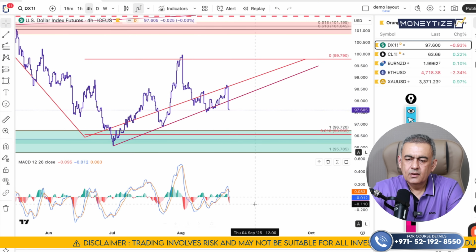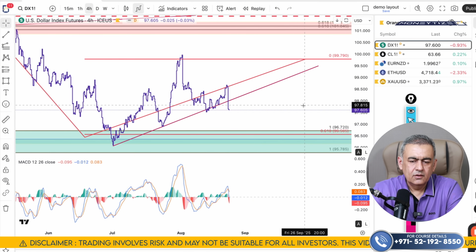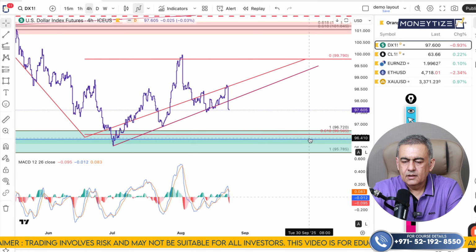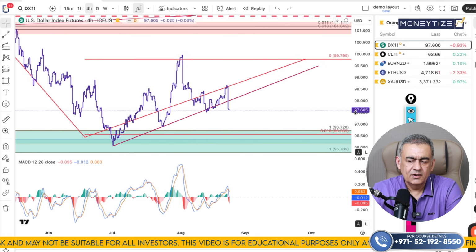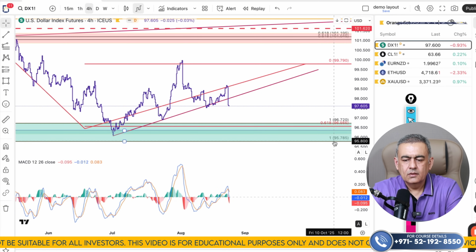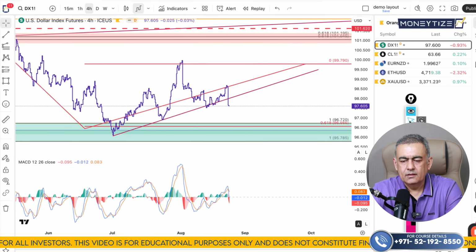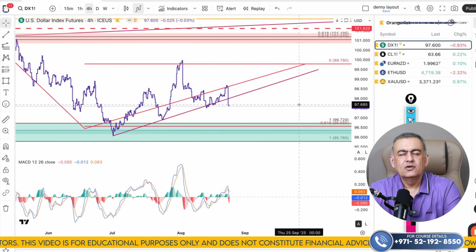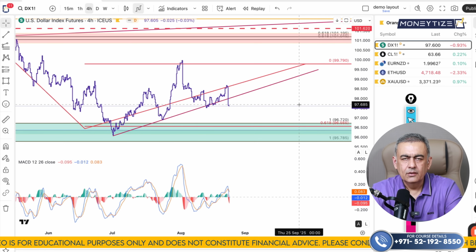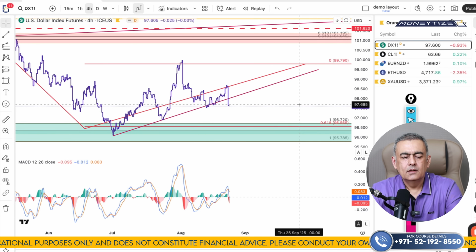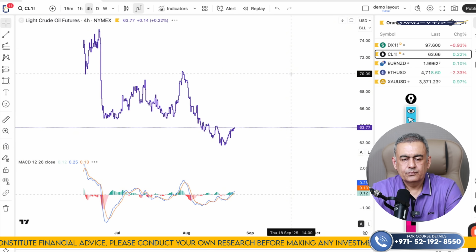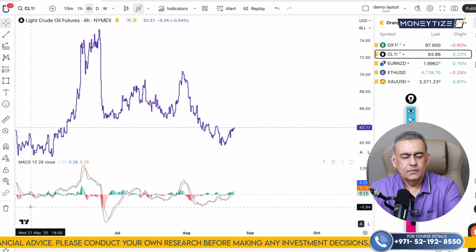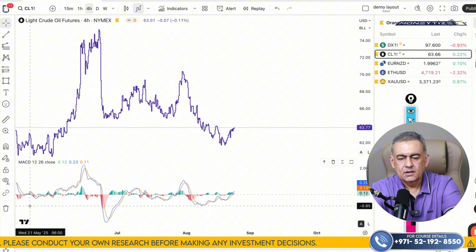histogram is negative. So across all time frames, I see that dollar index will remain under pressure, and the closest target is 96.56 to 96.72, and the deeper target is around 95.78. So in short, I'll be looking to short dollar pairs, or we can go long against dollar. So we can go long in Euro USD or Pound USD. Now the second instrument is crude oil. Again, I'll be starting from the monthly frame here.